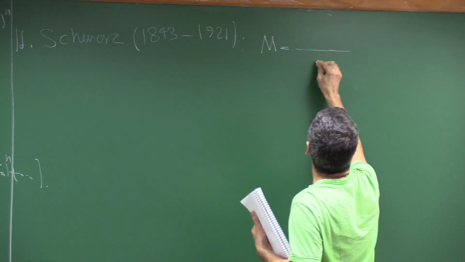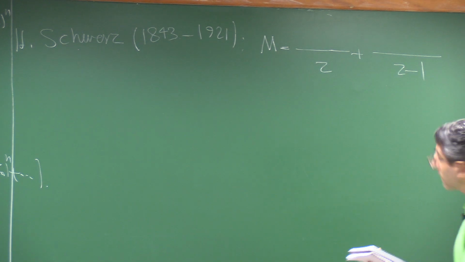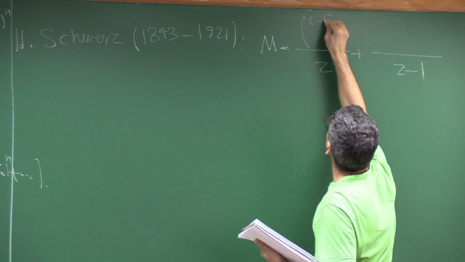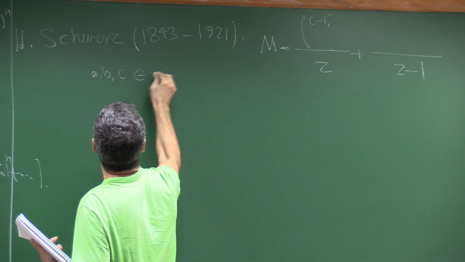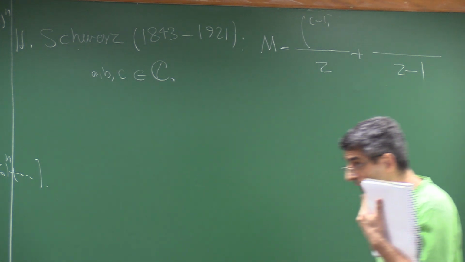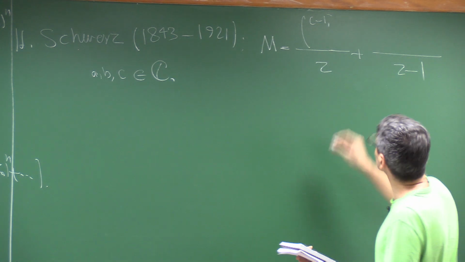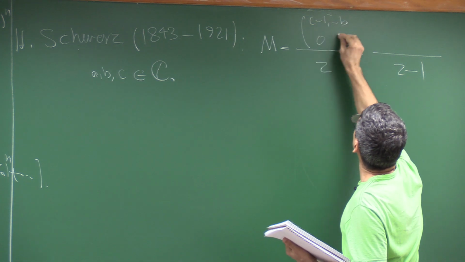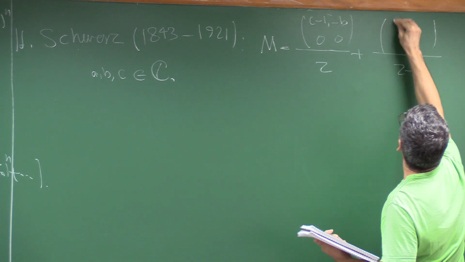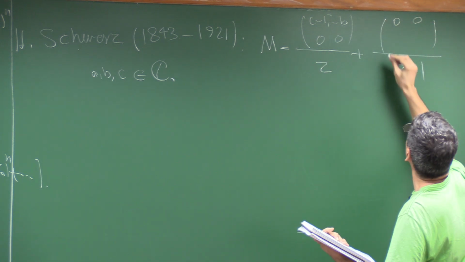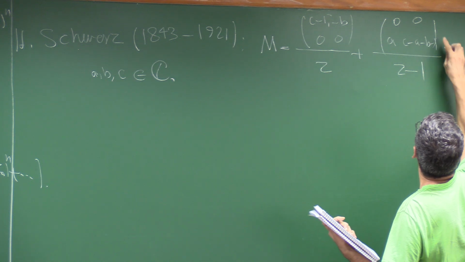Basically, Schwarz's example is this one. You take A, B, C, any complex numbers. The matrices A and B will be very particular. They have a lot of zeros: minus 1, 0, 0, 0, 0, A, C minus A minus B minus 1.